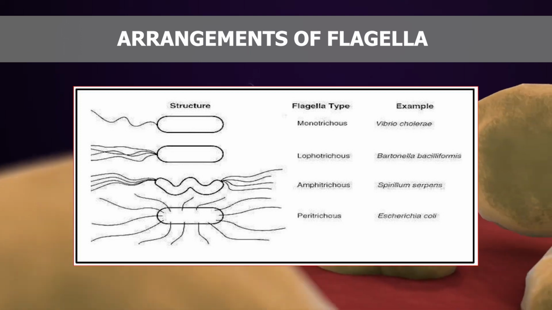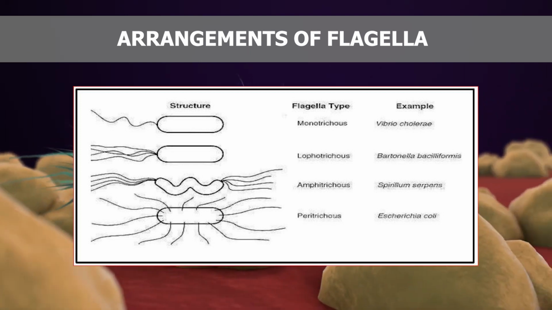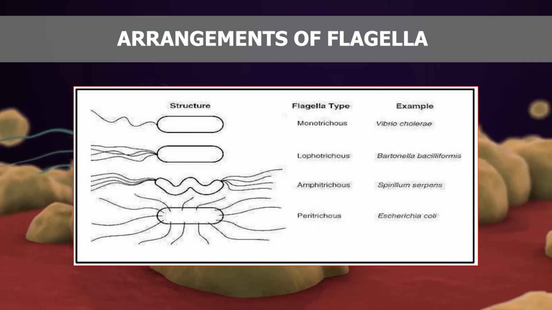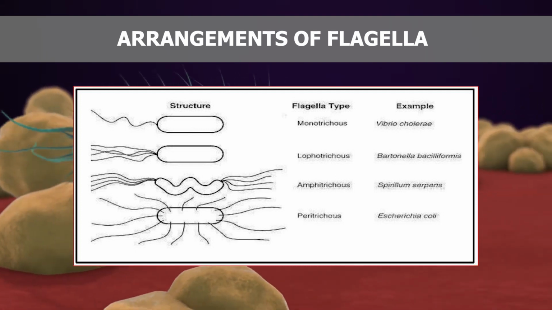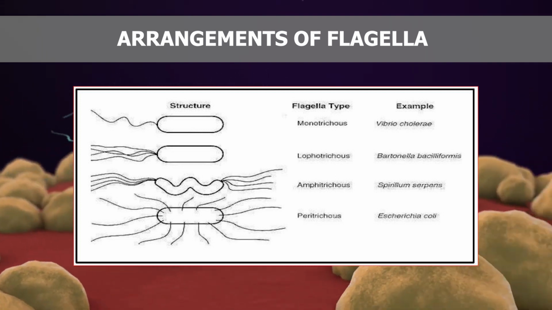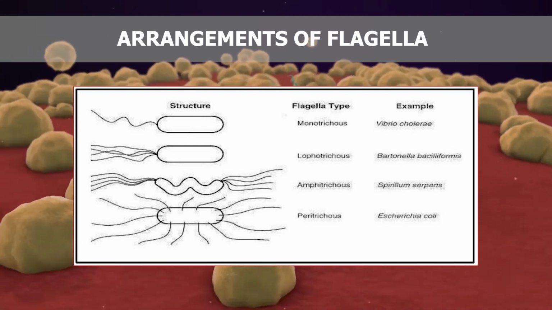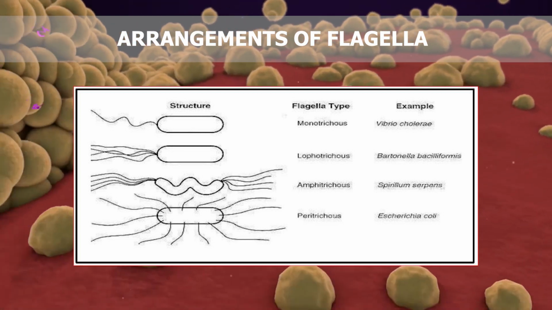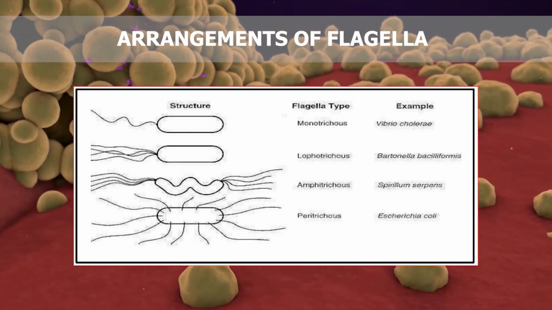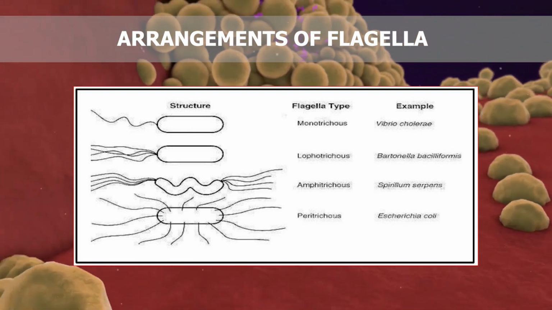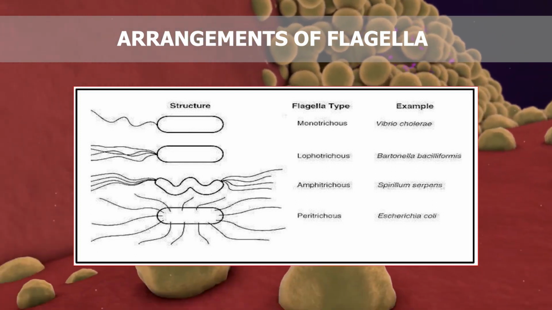Atrichous has no flagella on the bacteria, monotrichous has one flagellum, lophotrichous has a tuft of flagella at one end of the bacteria, amphitrichous has a tuft of flagella at both ends of the bacteria, peritrichous has flagella all over the bacterial cell. In this slide, we can see the flagellar arrangements which we discussed earlier.